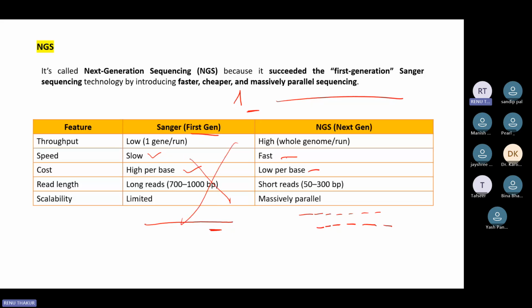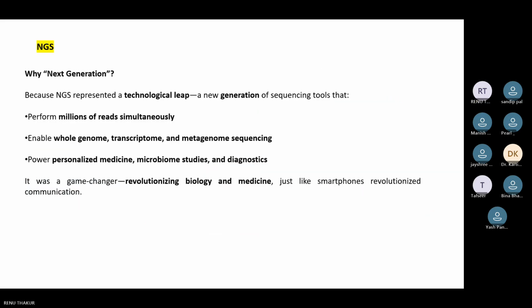So this is modified into next generation sequencing. It is massively parallel, which means you can sequence millions of fragments at a time. Why next generation? Because NGS represents a very advanced, latest technique. It can perform millions of reads simultaneously. You can do whole genome, transcriptome, metagenomics, metabolomics, anything. This is nothing but a revolution, so you can do a lot of things at a single time.